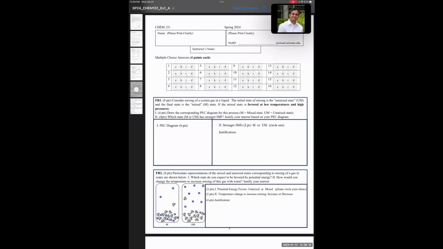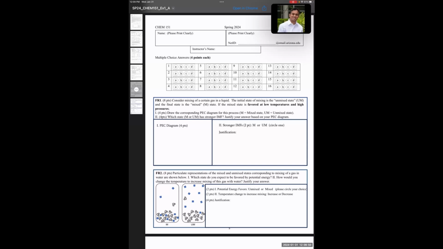All right. So question one, right? You're talking about mixing, the mixed state and the unmixed state. And then if the mixed state is favored at low temperatures and high pressures, okay, you are asked to draw the corresponding Venn diagram and which state has strong intermolecular forces and the justification for that. Okay.